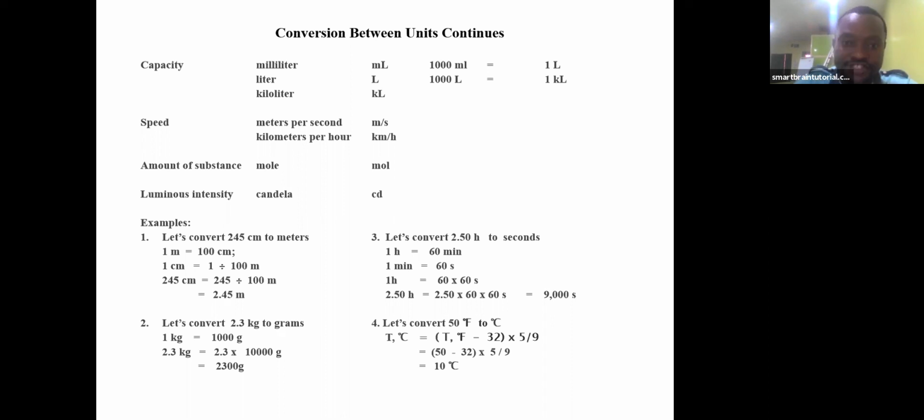Next is speed. Speed is the rate of change of distance with time, or how fast you can cover a particular distance. It is mostly used in engineering and physics calculations. We use the meter per second here to measure speed, and we also use the kilometer per hour. The kilometer per hour is a larger unit of speed, while the meter per second, which is standard, is a smaller unit of speed.